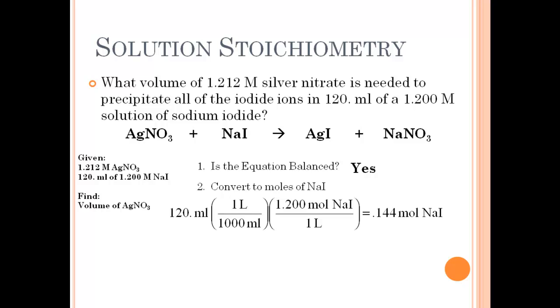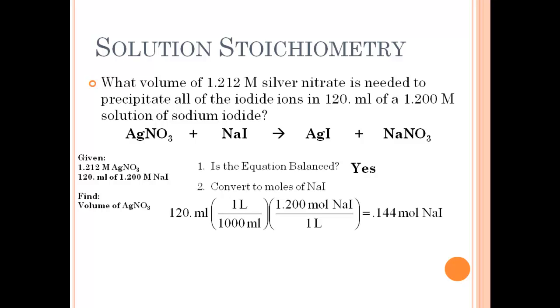Once we've calculated the number of moles of sodium iodide, we need to remember that our original question is not asking us what volume of silver nitrate is needed to react with all of the sodium iodide, but instead it's asking for the volume of silver nitrate needed to precipitate all of the iodide ions.